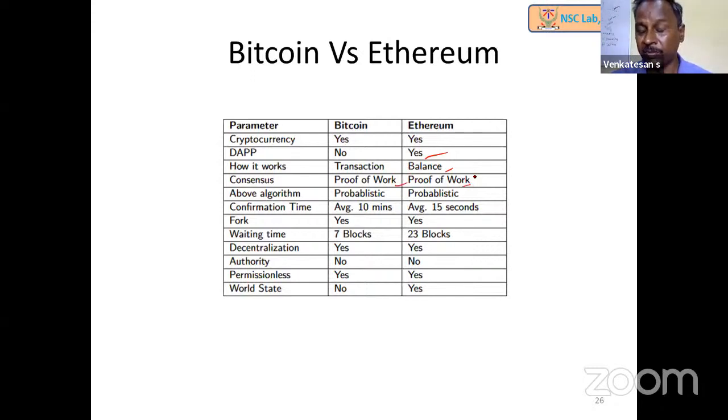Both use proof of work. However, Ethereum has now moved to proof of stake. I think they moved at the end of last year. Both these algorithms are probabilistic consensus algorithms. Forks are always possible. The confirmation time is on average 10 minutes, however, here it is 15 seconds. Fork is possible in both. The waiting time, as I was representing with the probability, says 7 blocks, even we can say 6 blocks also. And in the case of this, it is 23 blocks. Both are decentralized, there are no authorities, and it is permissionless.